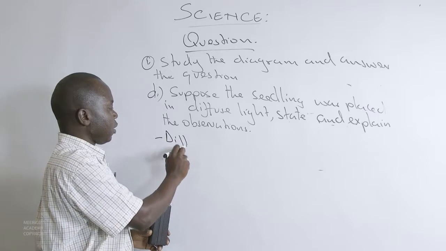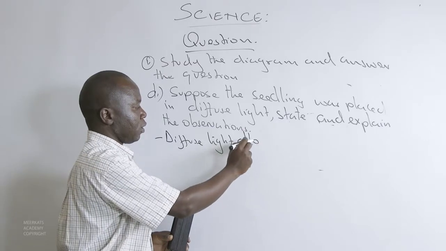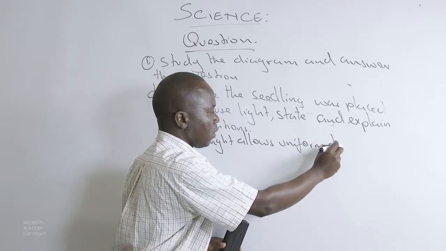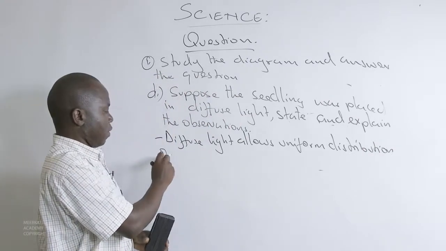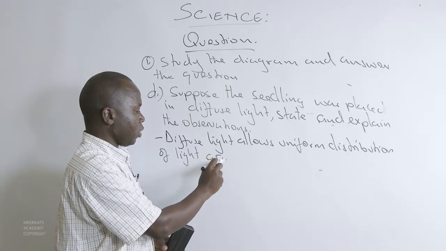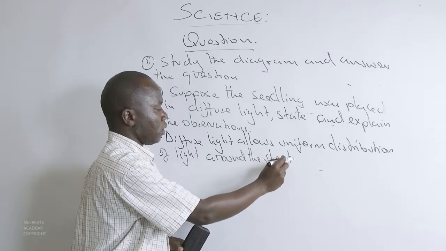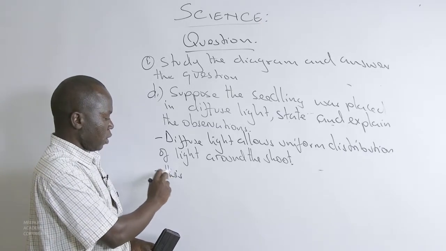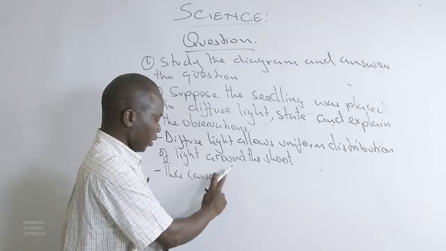Diffuse light allows uniform distribution of light around the shoot. So because of that, this causes uniform distribution of auxins.